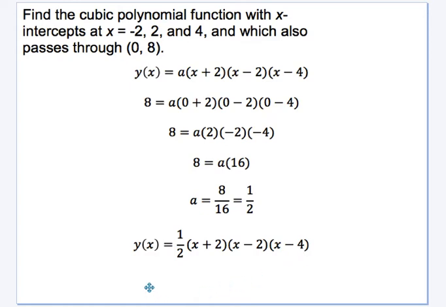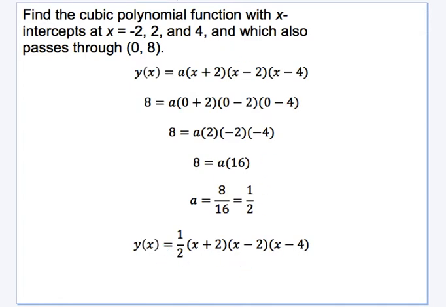I will tell you your final answer should be y equals 1/2 times x cubed minus 2 times x squared minus 2x plus 8. That should be what your final answer is. I do need to see your work. Either FOIL it or box it.